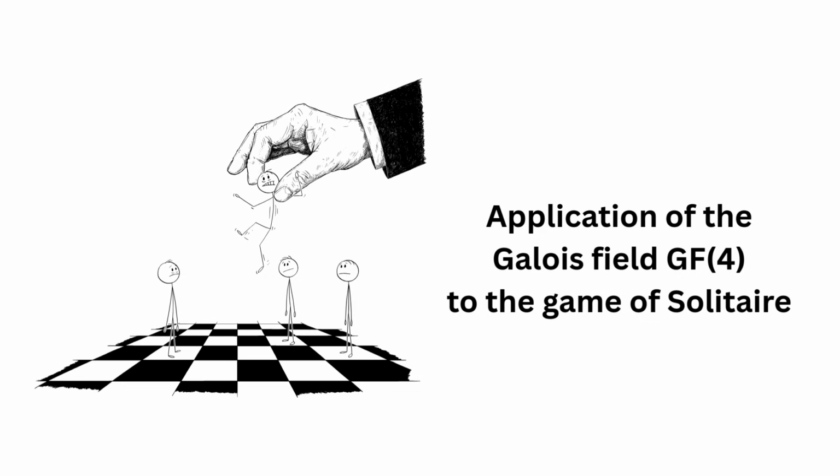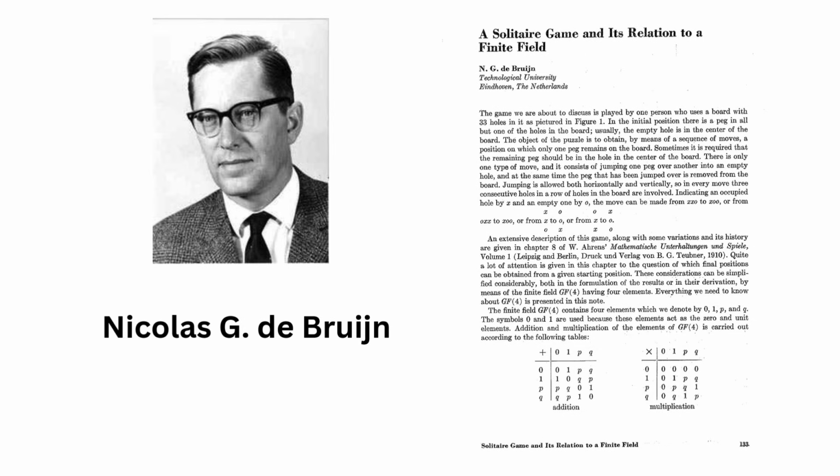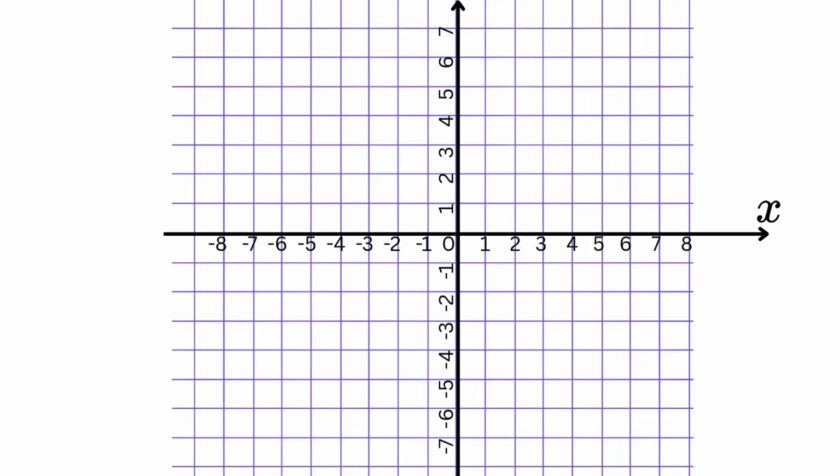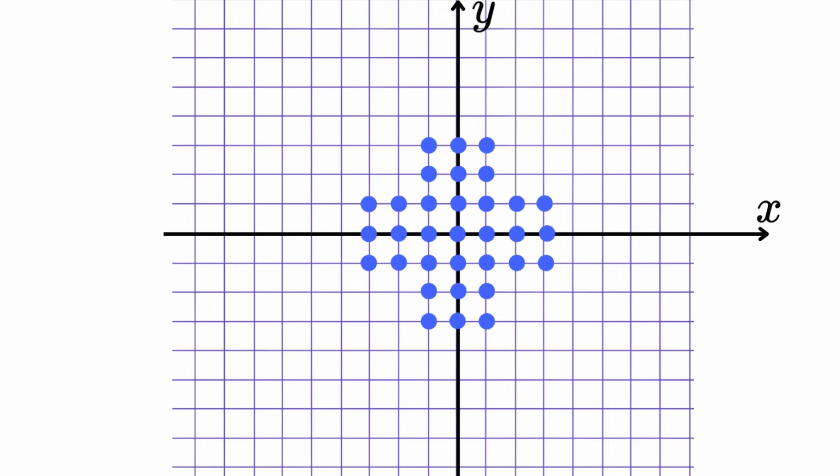We are now ready to apply abstract algebra to Solitaire. In particular, we will make a connection between the board and the Galois field GF4. This idea is due to the Dutch mathematician Nicolas de Bruijn. He presented it in a 1972 paper published in the Journal of Recreational Mathematics. We start by attaching coordinates to the holes. That is, we imagine a rectangular grid and the holes located at the grid's integer points.